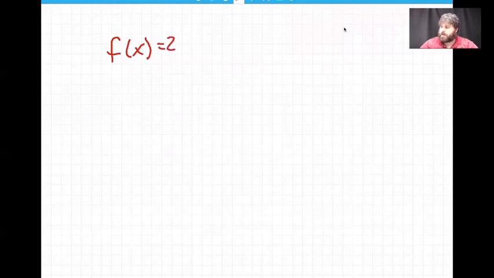So let's try another example here. What if we have f of x equals 2x squared minus 4x minus 6? Okay, what's the y-intercept?